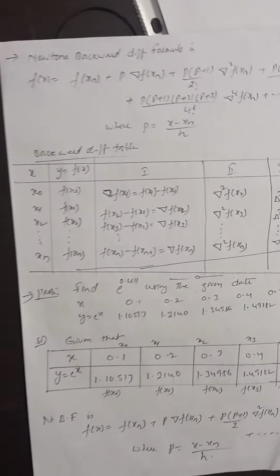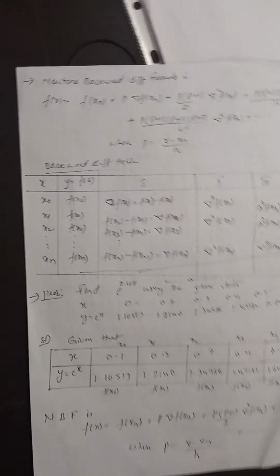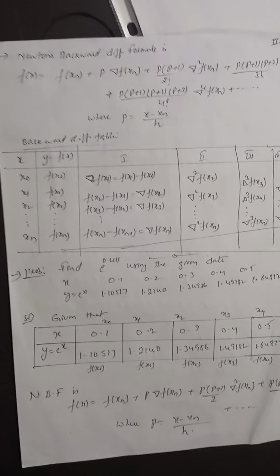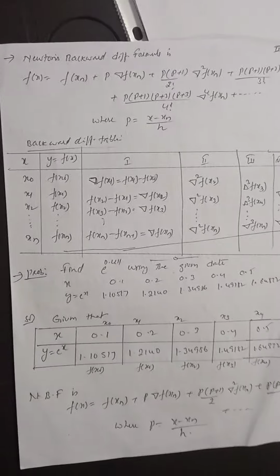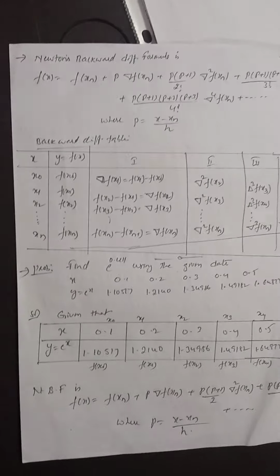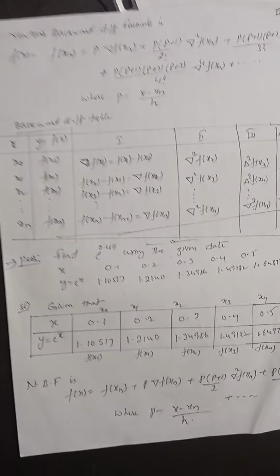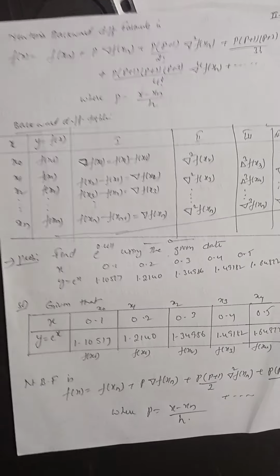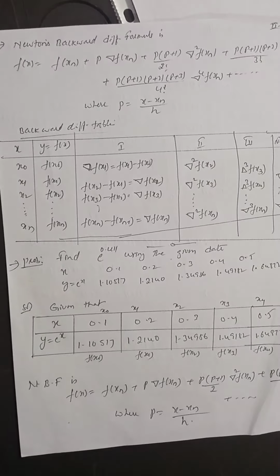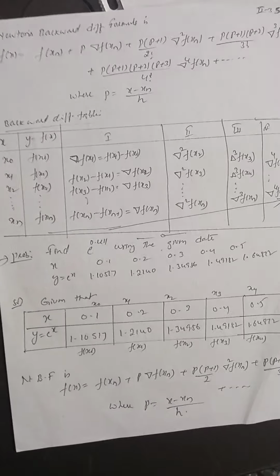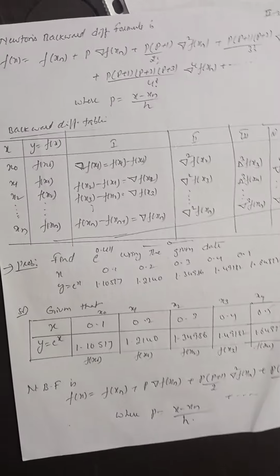Now next one is Newton's backward difference formula. Newton's backward difference formula and Newton's forward difference formula are both the same. In forward, the initial value of x is what we use, that is x naught. In the backward difference formula we have to use the last value of x, that is in general xn, right? Here the coefficients are like binomial coefficients, p into p minus 1, p minus 2. Here minus is replaced by plus, that's all.